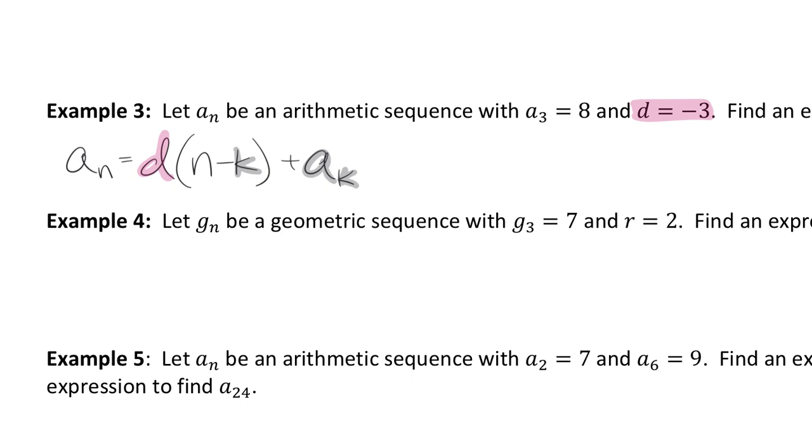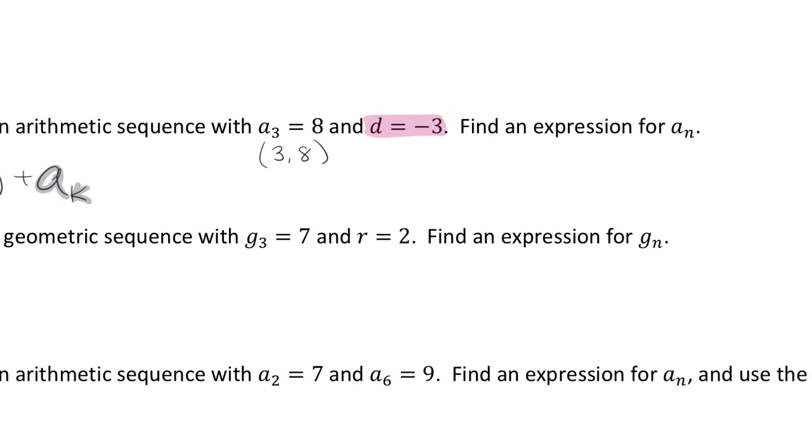The example they gave, right? They said a sub 3 is equal to 8. My friends, that is the coordinate point 3, 8, which is k and a sub k. So k is 3 and a sub k is 8, which means that we can write an expression for a sub n by writing a sub n is equal to the common difference, negative 3, multiplied by n minus 3 plus 8.